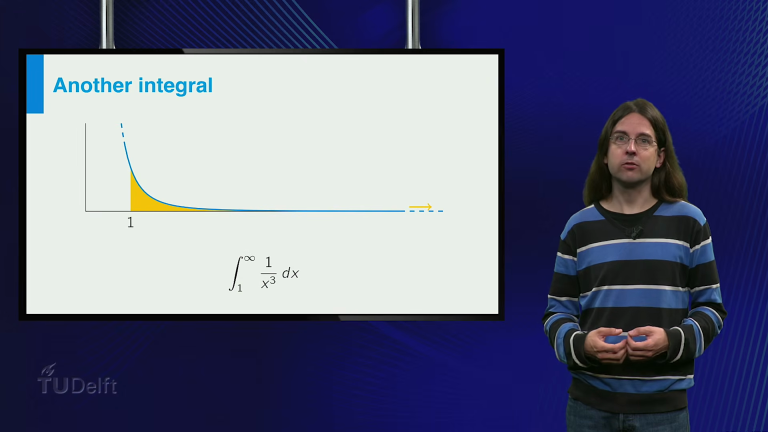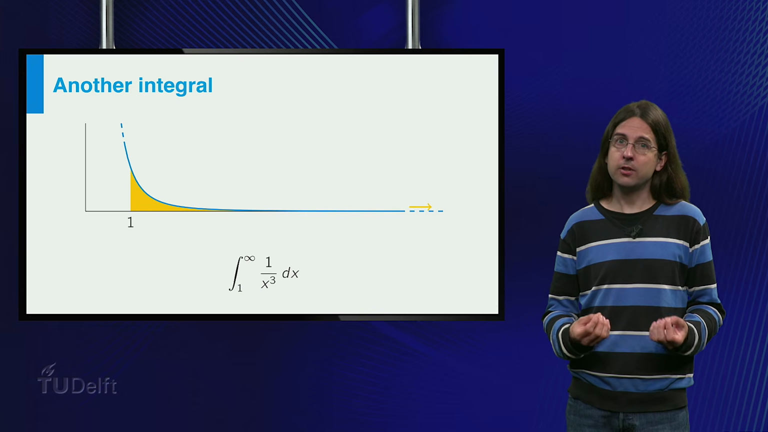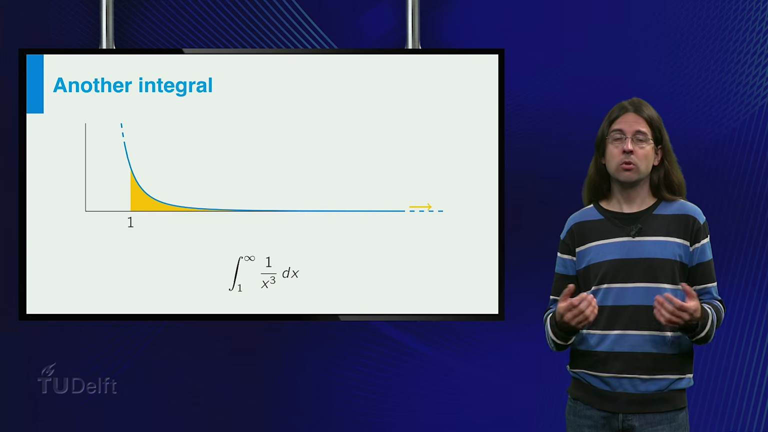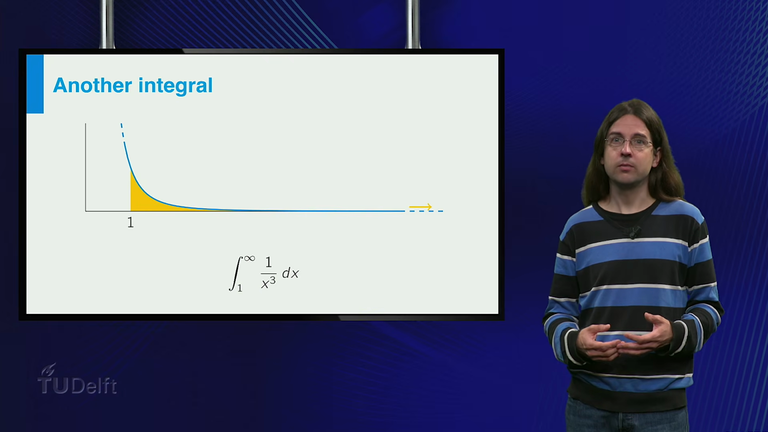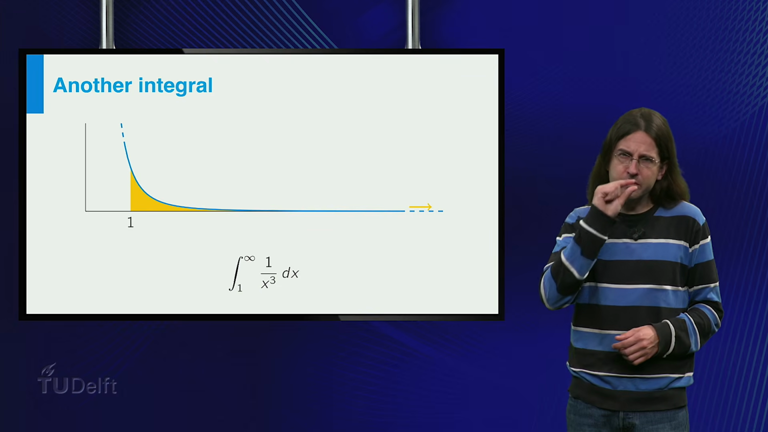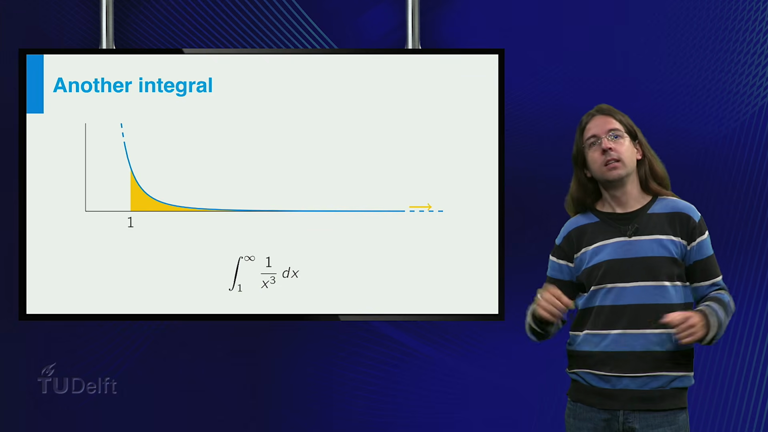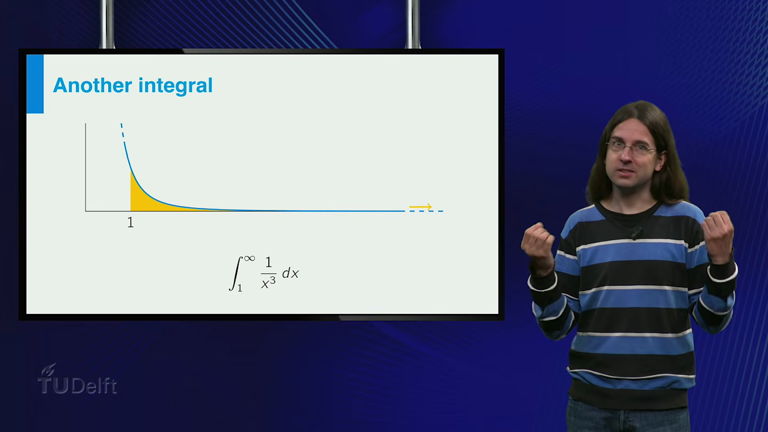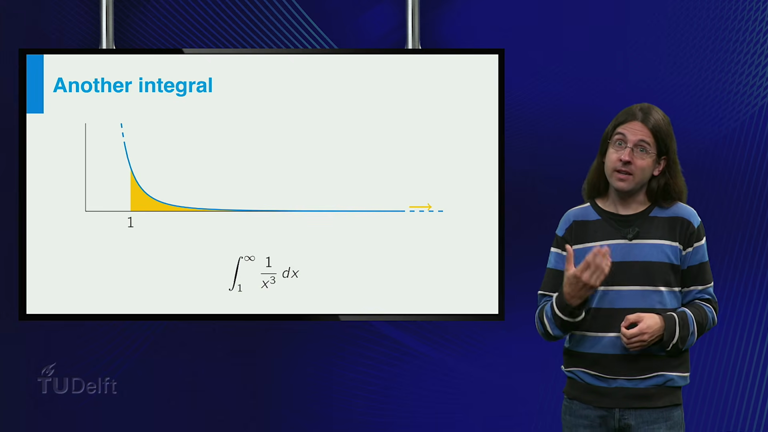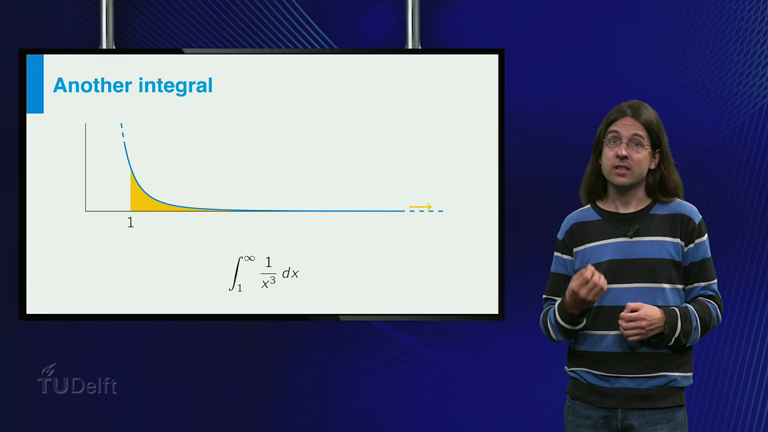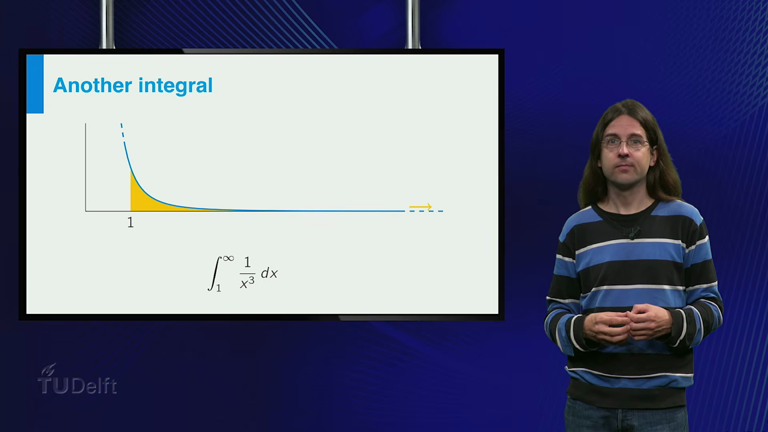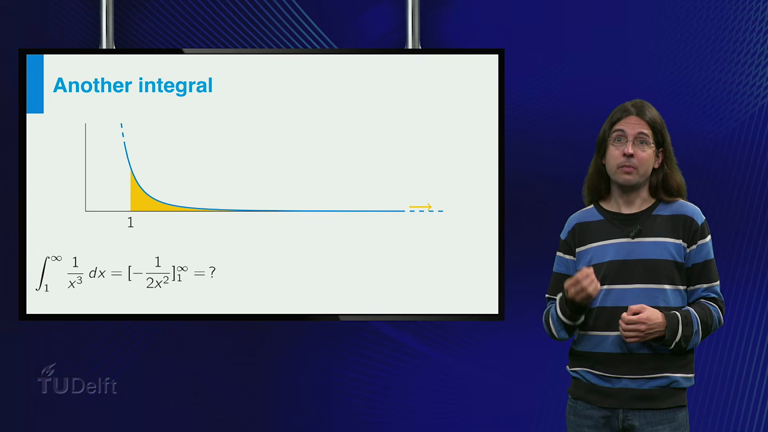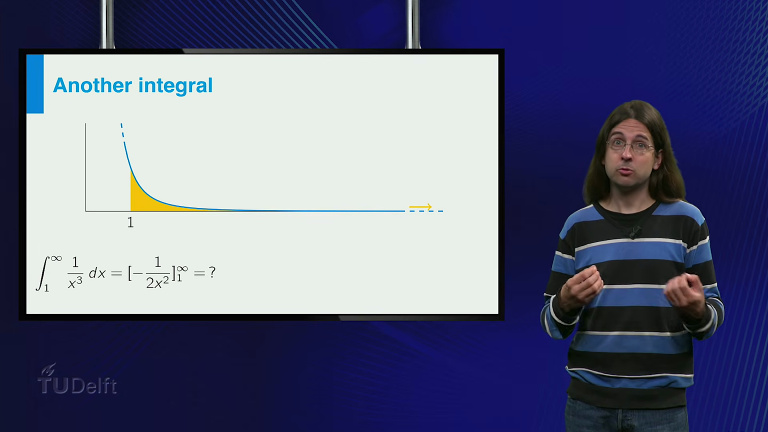Another kind of improper integral arises if one of the limits of the integral is plus or minus infinity. Consider 1 over x cubed from 1 to infinity. The area under the graph is very thin but infinitely wide, and it is unclear what it should be. Let's be bold and just do the calculation. An antiderivative of 1 over x cubed is -1 over 2x squared. So the integral of 1 over x cubed from 1 to infinity is -1 over 2x squared between 1 and infinity.